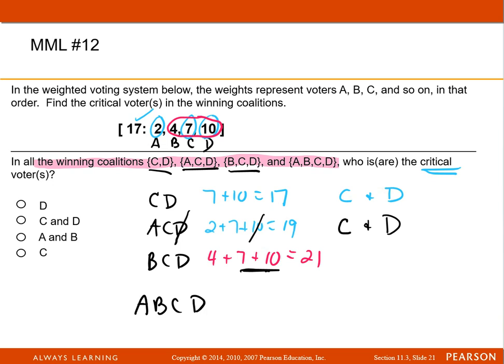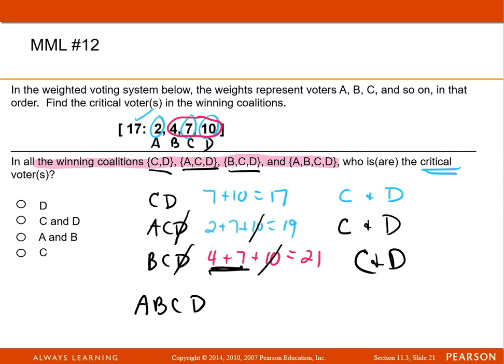We're still good. But if C walks away and leaves B and D behind, 4 and 10 only adds up to 14. So C is definitely critical here. And the same thing with D. If you take D away, if D says, nope, I'm out of here, and leaves B and C behind, 4 and 7, that only adds up to 11. So D is critical there as well.